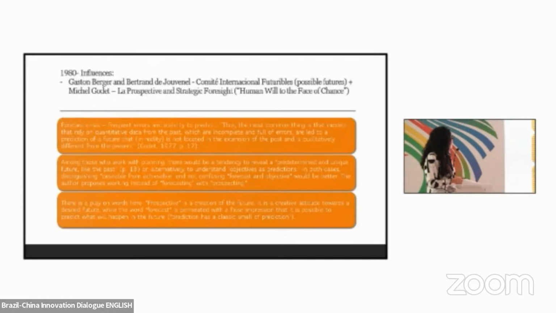Now, considering this situation, to look at the rearview mirror doesn't have anything to do. You have great structural changes, and you have to look forward. So the inspiration for these scenarios was a position influenced by the French school of Gaston Berger and Michel Godet on the idea of prospection of the future.